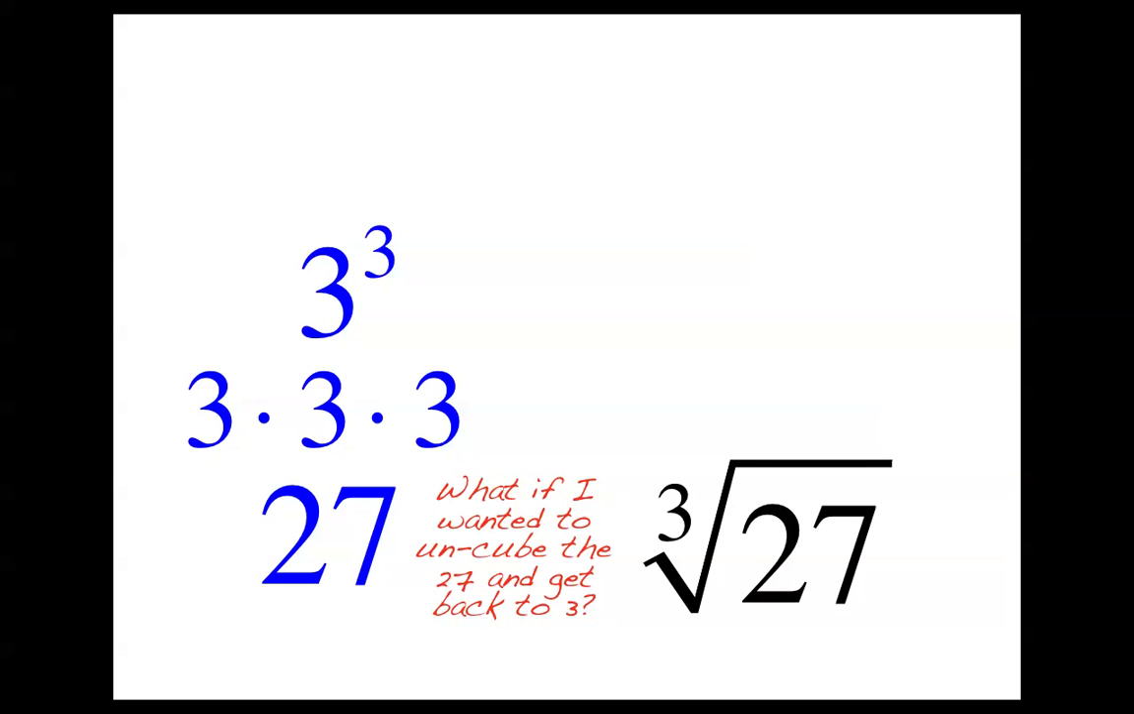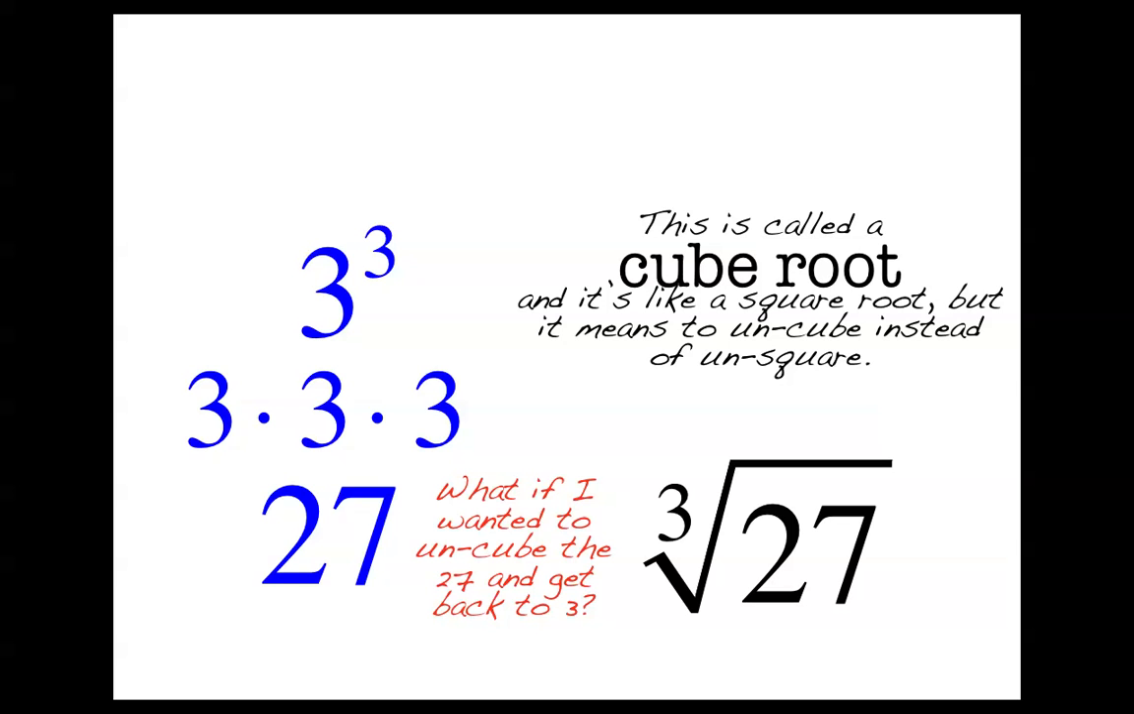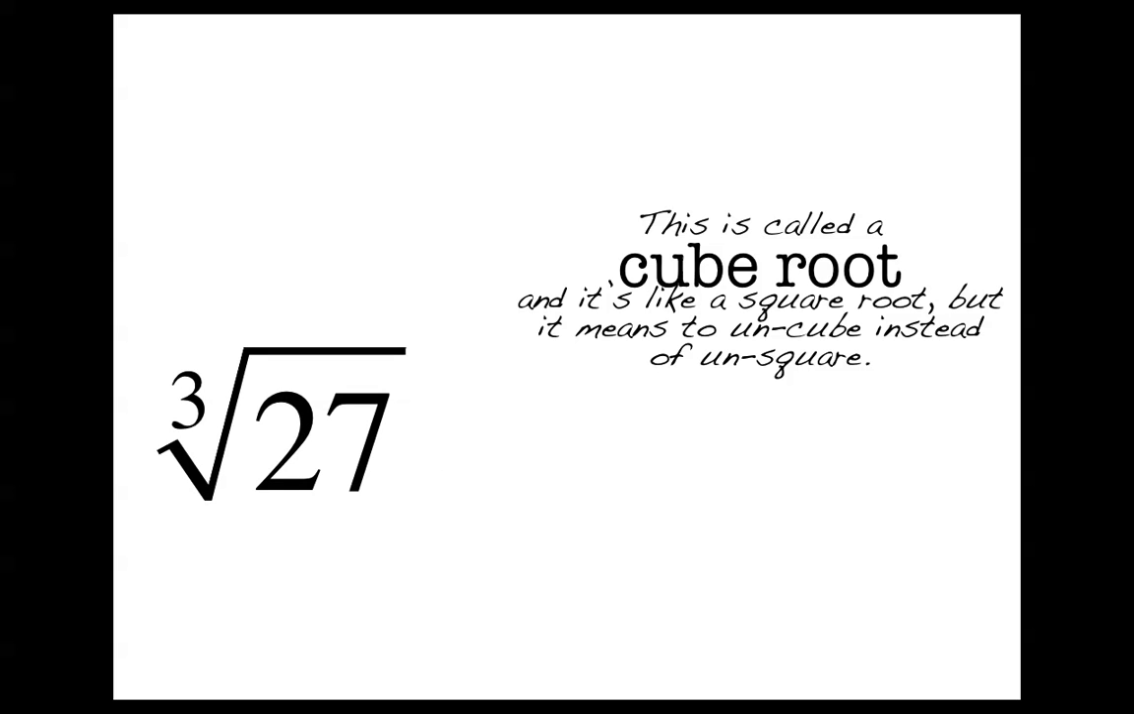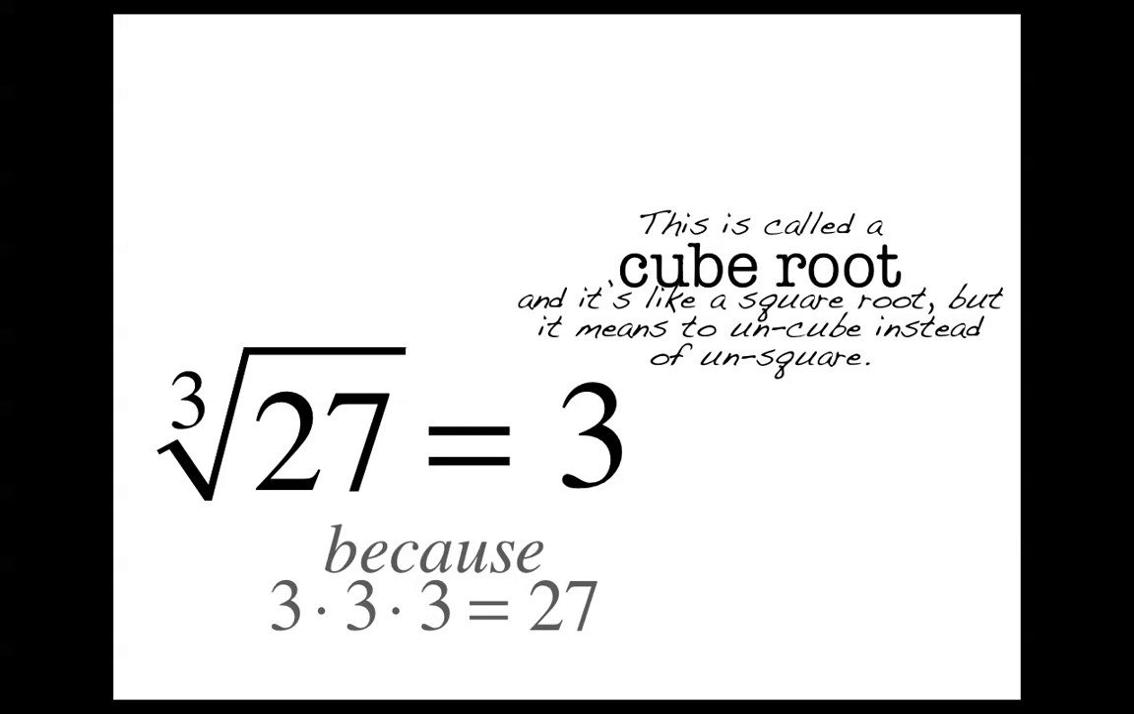Here's what I'm going to do. Notice I wrote the same symbol, but I put a floaty little 3 by the radical sign, and this is called a cube root, and it's like a square root, but it means to uncube the 27 instead of unsquaring the 27. So in math, there's more than one kind of root. There are square roots, and there are also cube roots, where you're uncubing a number. So what is the cube root of 27? Well, it comes out to 3 because 27 is 3 times 3 times 3. So when you uncube the 27, you're going to get 3.